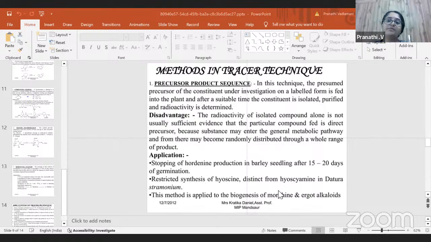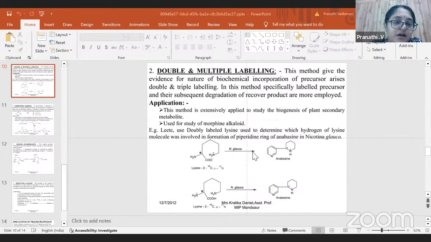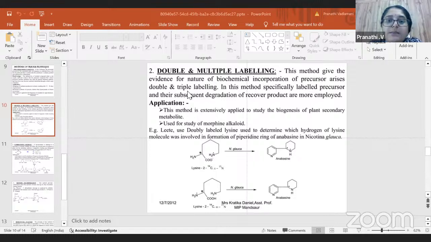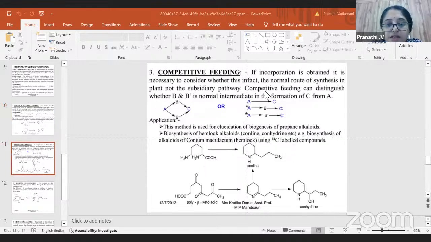Where is it going to be applied? This precursor-product sequence is used in barley seedling production, distinct from hyoscyamine. It is applied for the biogenesis of morphine and alkaloids. With double and multiple labeling, you can use two isotopes. Finally, it is applied for the biogenesis of secondary metabolites. Competitive feeding is used for tropane alkaloids, to distinguish and find them out.